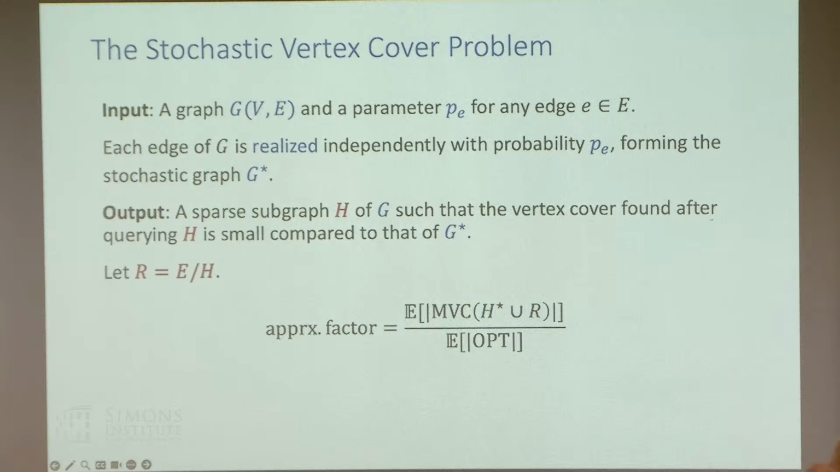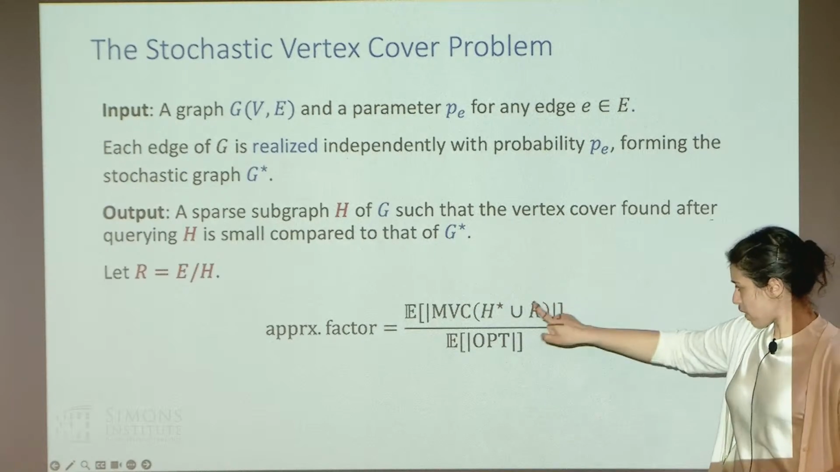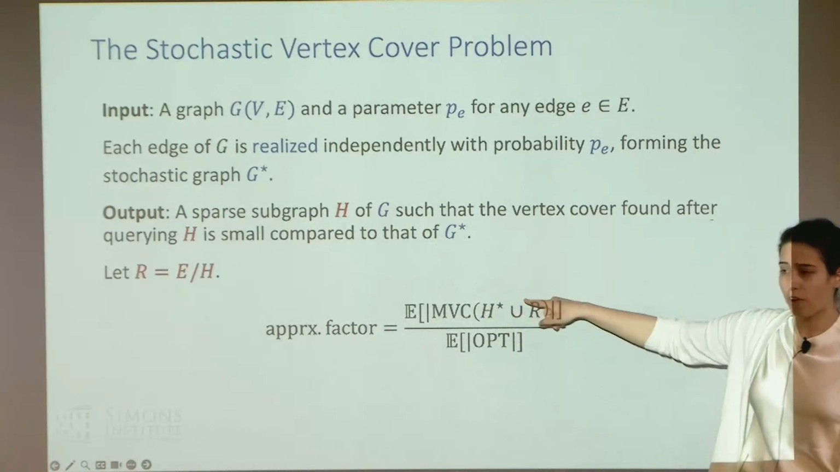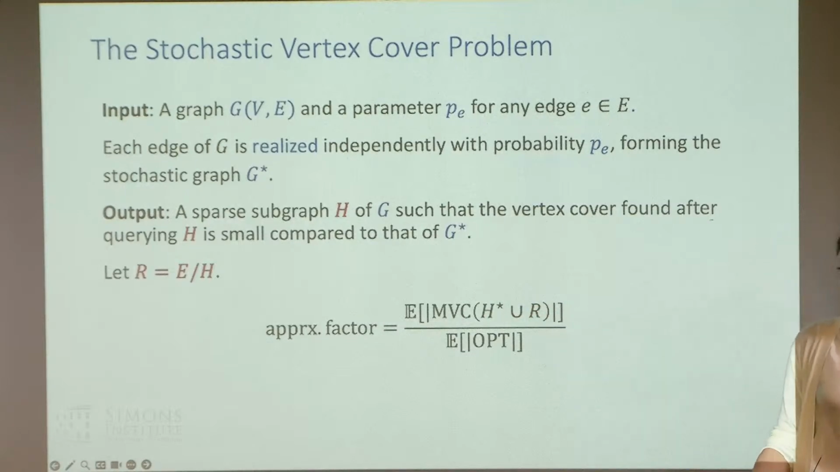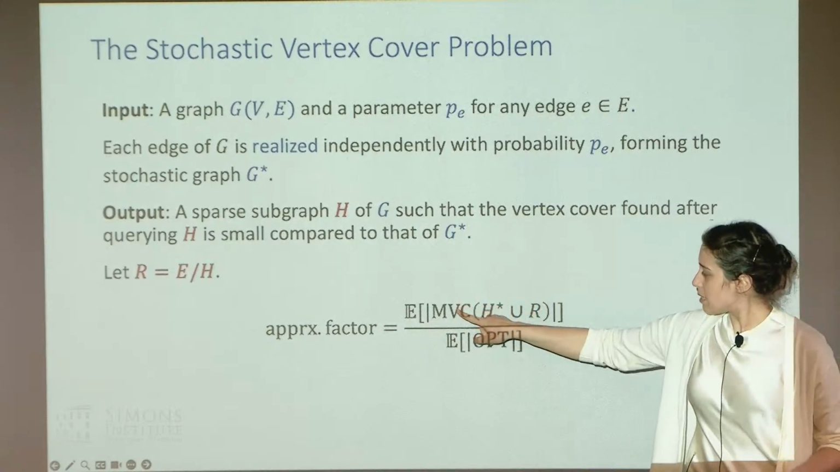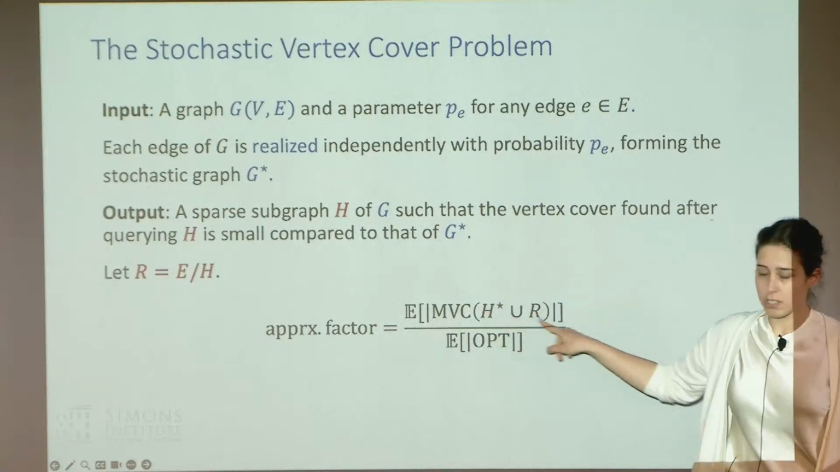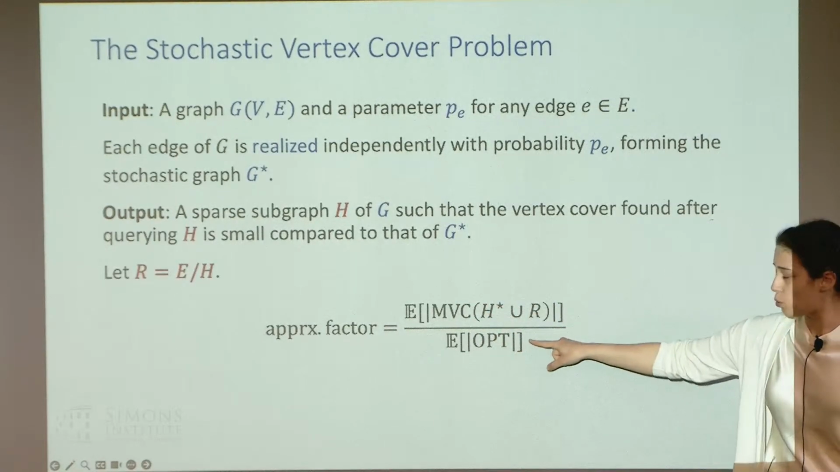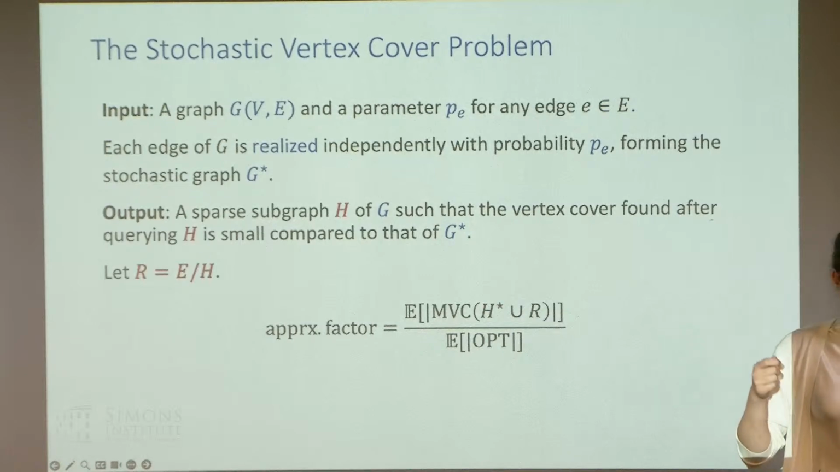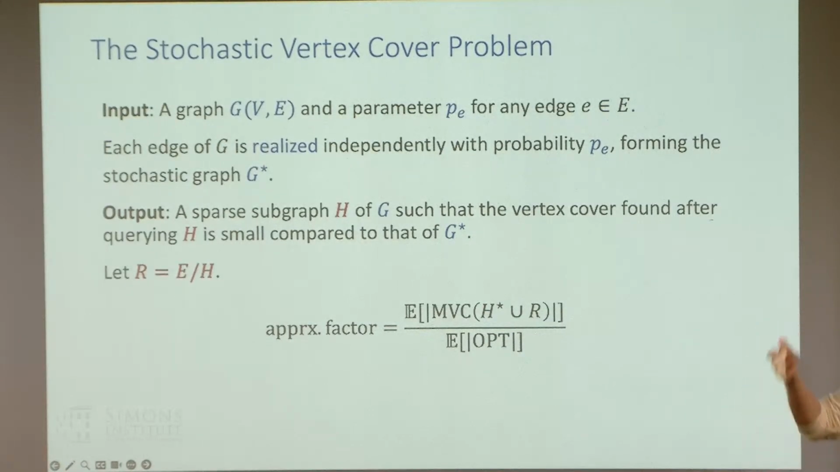So what's the solution? H star is the realization of all the edges that I query, and R is all the edges I don't query. So what I output is the minimum vertex cover of these edges, right? And I want that to be small compared to the expected size of the optimal solution, which is a minimum vertex cover of G star.